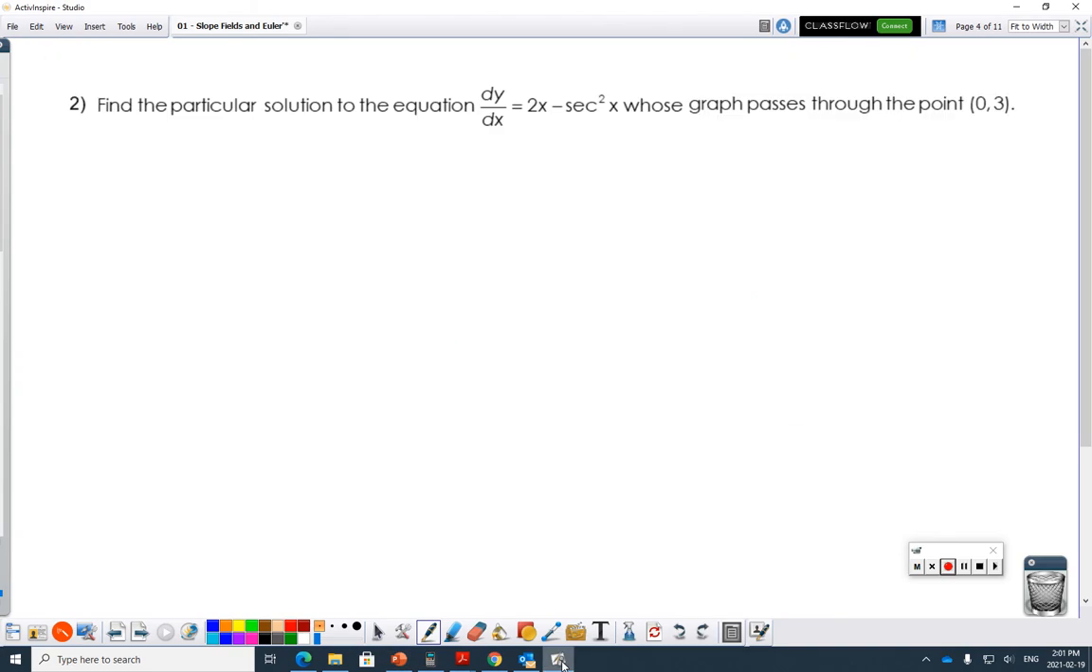Is this it? Find the particular solution for dy dx equals 2x minus secant squared x passing through the point 0, 3. So my general solution will be the antiderivative of 2x minus secant squared x dx. There's my general solution. And so I get y equals x squared minus tan x.